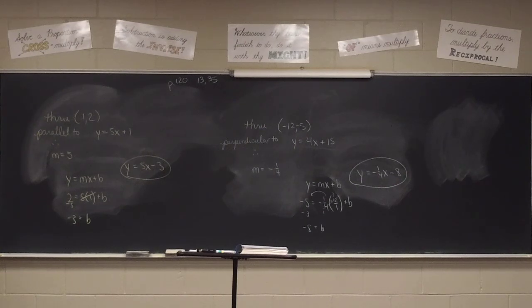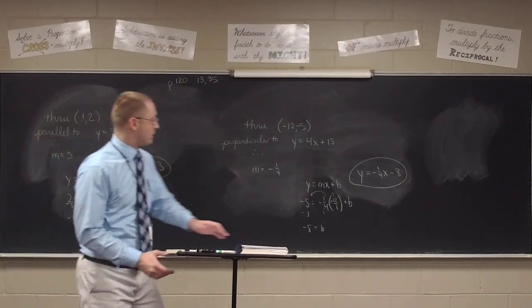Maddie, did you get them both? Excellent. Noah, did you get them both? And Brecken. Y equals -1/4 x minus 8. Did not get that one. You got the first one? Okay, but did not get the second. Just like I said, wait a little bit here.